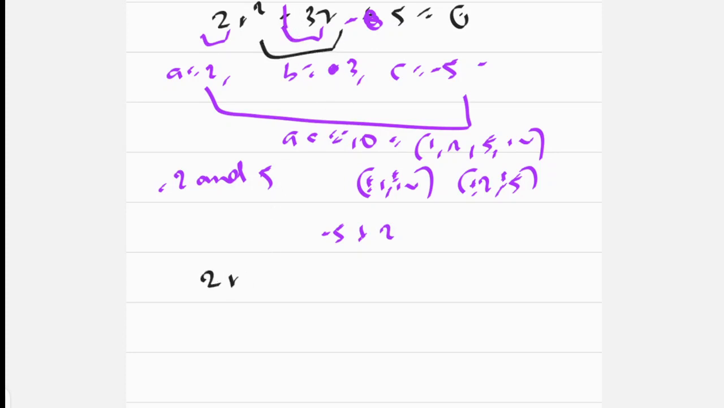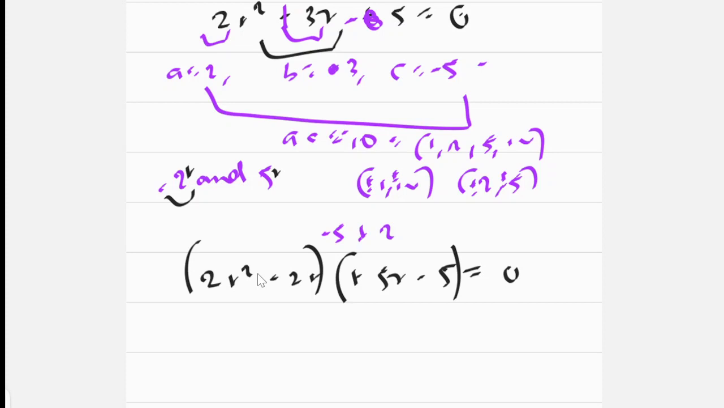Then you are now going to have 2r squared. You put r here. Minus 2r plus 5r minus 5 is equal to 0. Then you now try and group them. I hope you understand. If you group them now, you will see that 2r is common here.